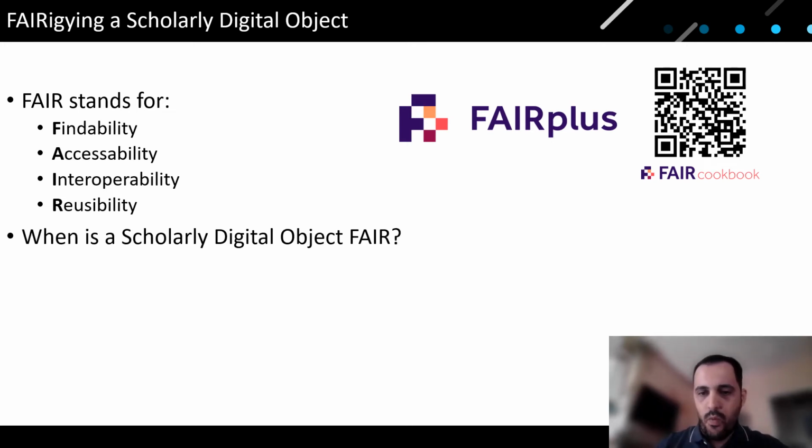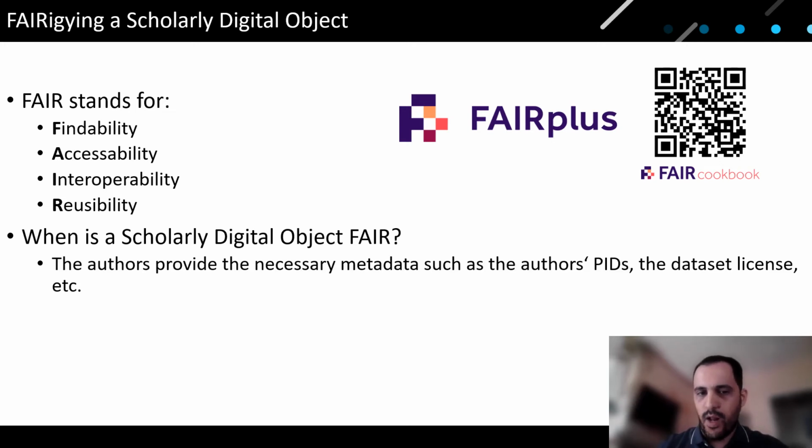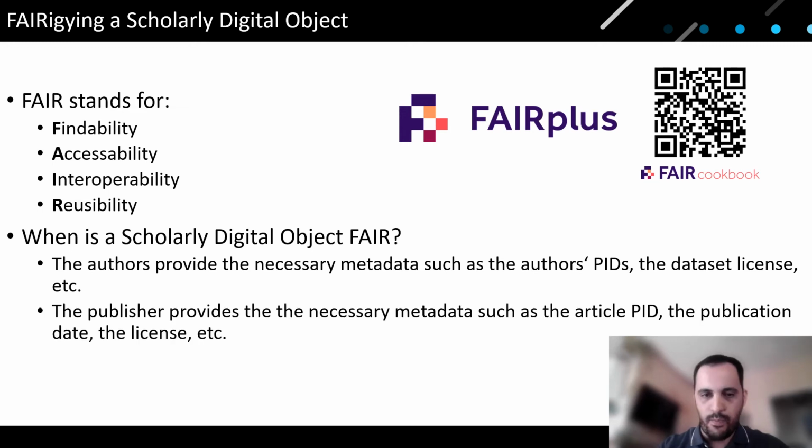So a scholarly digital object is fair when the authors provide the necessary metadata, such as the author PID, the dataset license, and so on. Of course, when the dataset is presented or described in the paper or in the article. And also when the publisher provides the necessary metadata, such as the article PID, the publication date, the license, and so on.